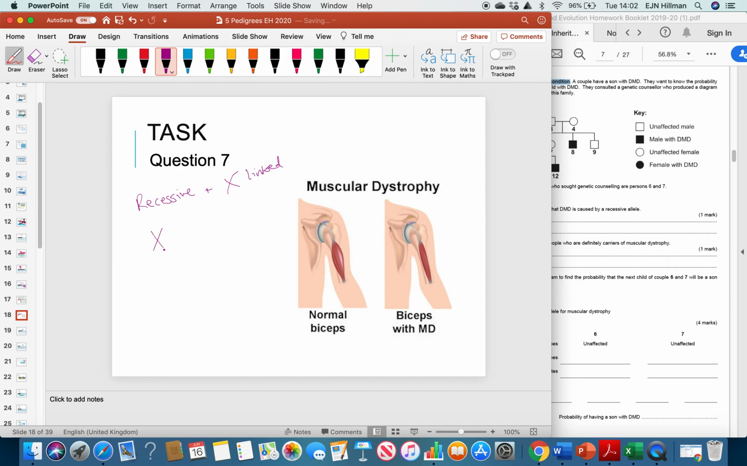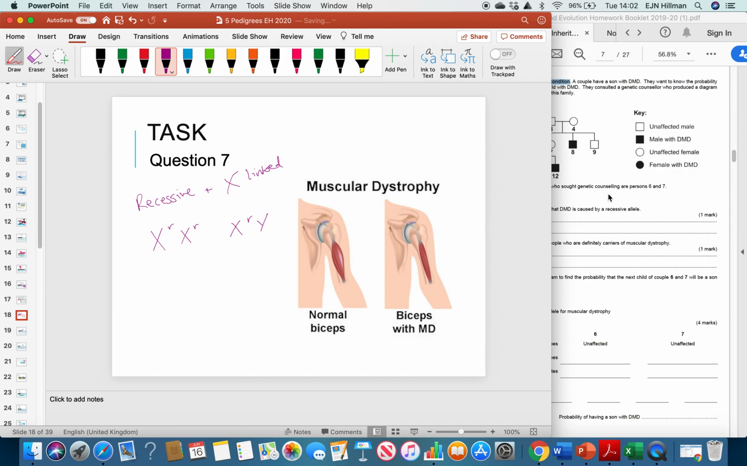Therefore, for a female to have muscular dystrophy, she would have to have 2 X chromosomes, each with a recessive allele. For a male, he only has to have 1 X chromosome with that recessive allele, which is why it's more likely that a male will show muscular dystrophy than a female.